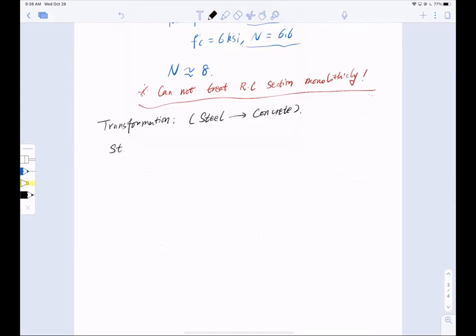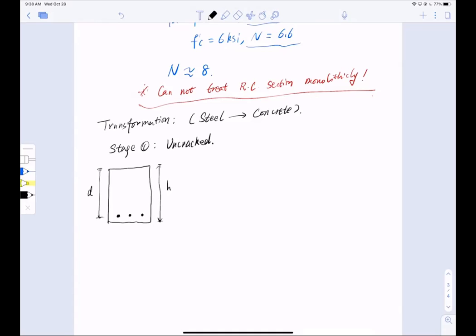So for stage one, that means uncracked. The concrete hasn't cracked yet. Let's take a look at the section. The section looks like a big old rectangular block. I have a row of reinforcement at the bottom. The depth of it is d, the height of it is h, and the width of it is b. So this is my section. How to transform it?